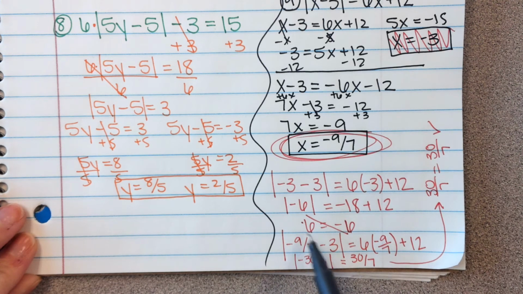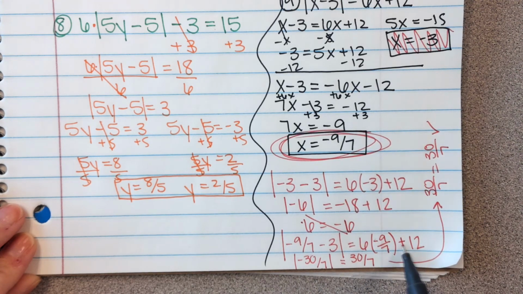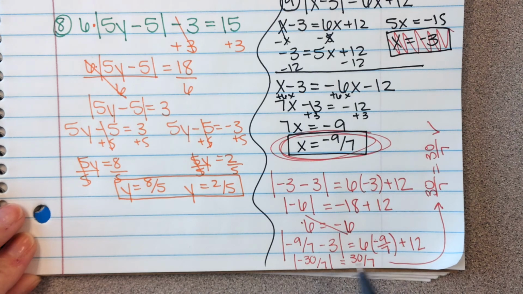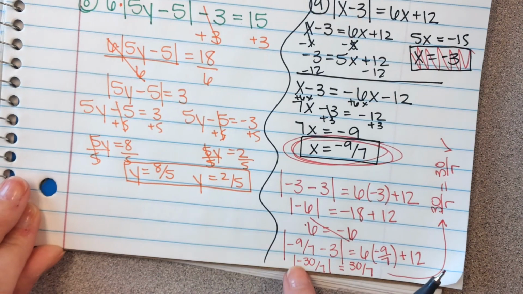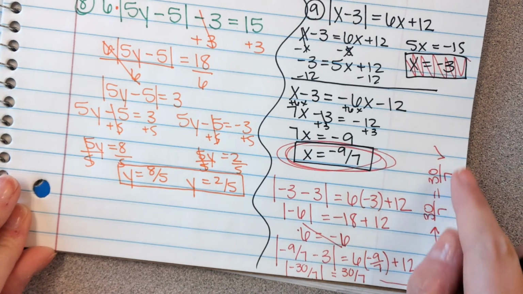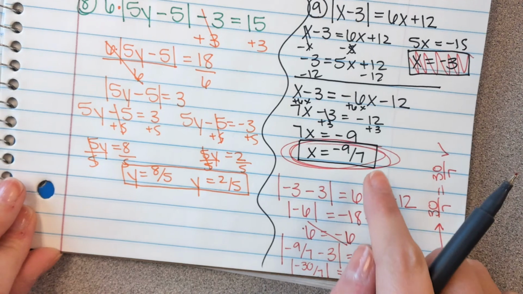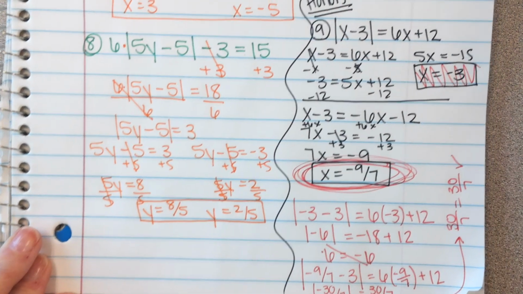So I did negative 9/7 minus 3 is negative 37 in absolute value bars. The other side, I did 6 times negative 9/7 plus 12, and that gave me 37. And then I came over here, and we see that the absolute value of negative 37 is 37, and that does equal positive 37. This does work. That is true. So this is the solution that we would enter into Math Excel.